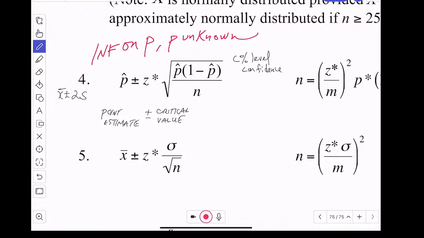So I showed you that if we wanted 98% confidence, you have to find out where is the Z that puts 98% in the middle. That's what Z star is. That's the critical value. And then you multiply by a measure of the standard deviation. So that's the sample standard deviation. We're going to use a measure of the standard deviation.